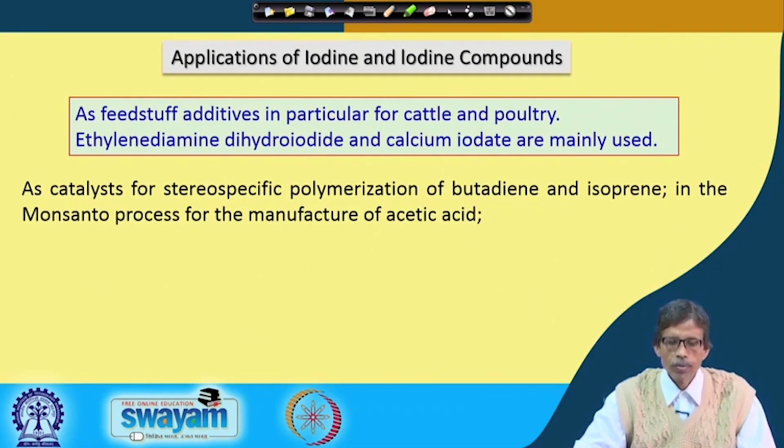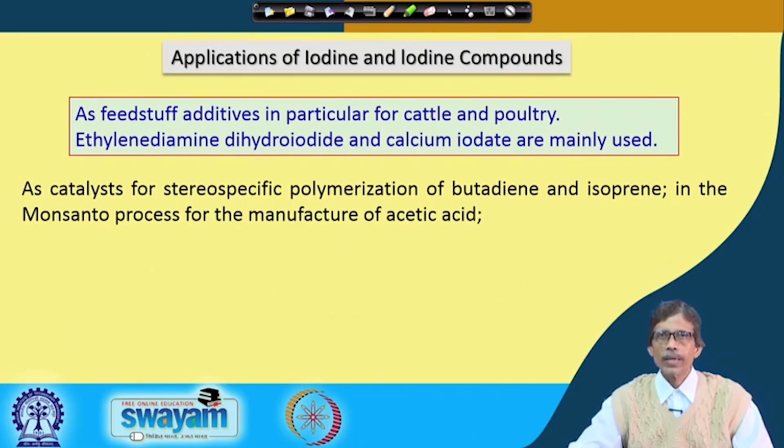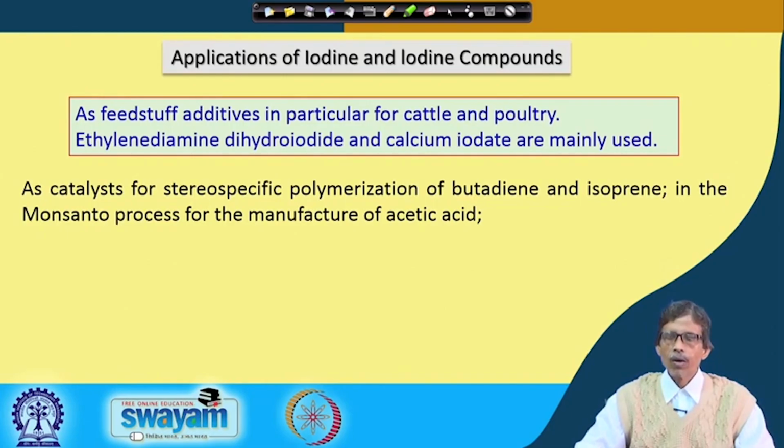It can also be useful as a catalyst, say, with this hydroiodic acid. If it is there, the stereospecific polymerization is a very useful reaction, and the polymerization industry is also utilizing this for the polymerization of butadiene and isoprene. Isoprene, we all know, is the monomeric unit for the naturally occurring rubber material. So, sometimes iodine, hydroiodic acid and all these things, as we have seen earlier, iodine can function as a very good catalyst.